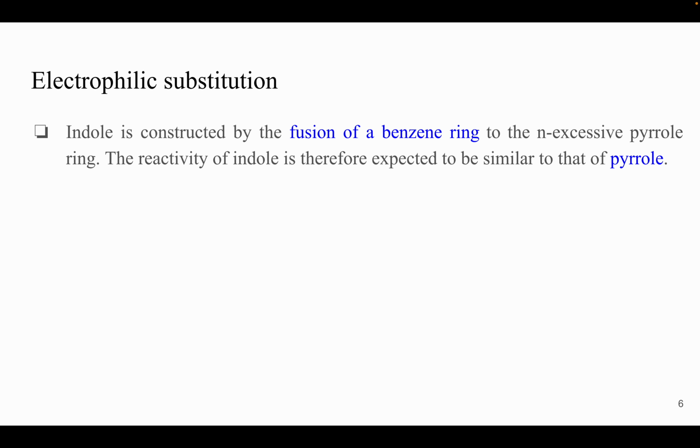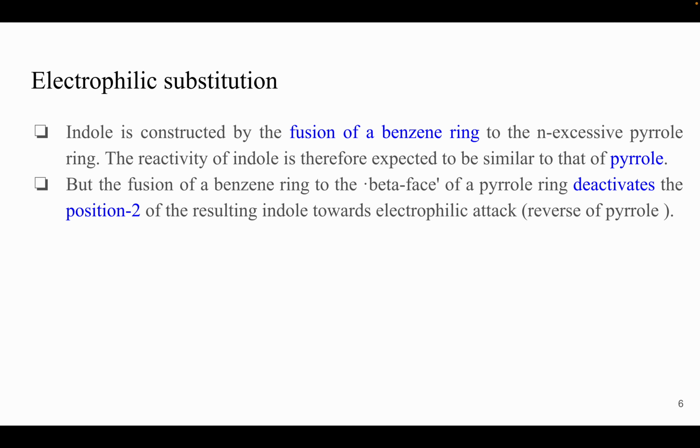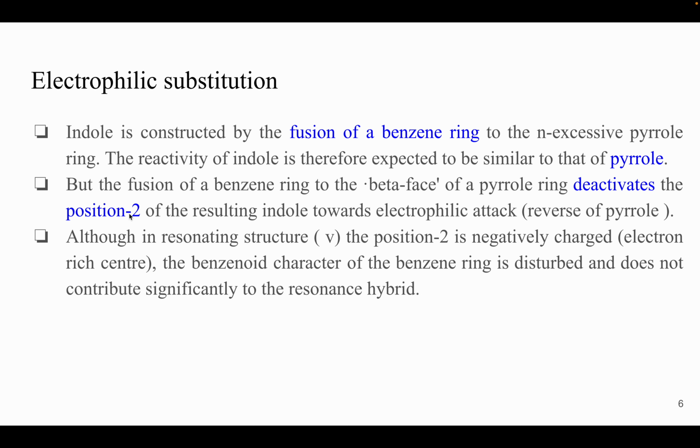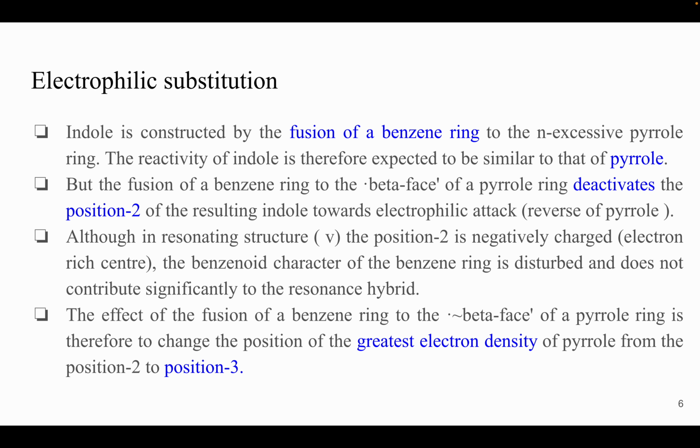Electrophilic substitution: because of fusion of the benzene ring, there is a little bit of change in the reactivity of pyrrole. Because of the fusion of the benzene ring with the beta face, there is a deactivation of the second position for electrophilic substitution. So there is a change in the distribution of the negative charge, right? That means the electron density is shifted more towards the third position.